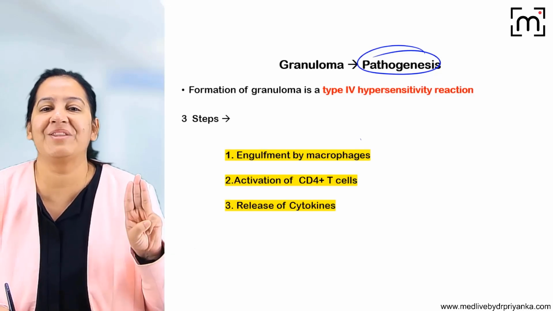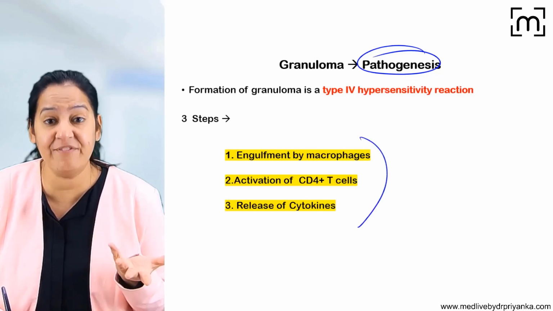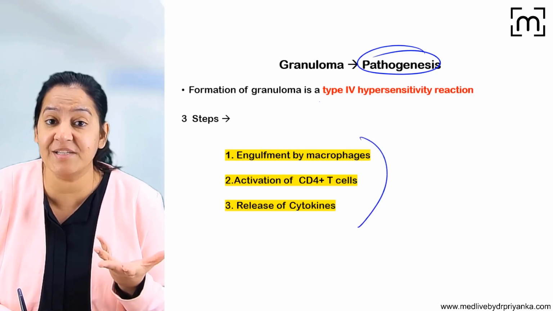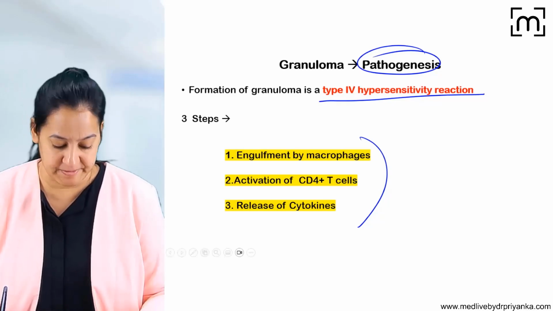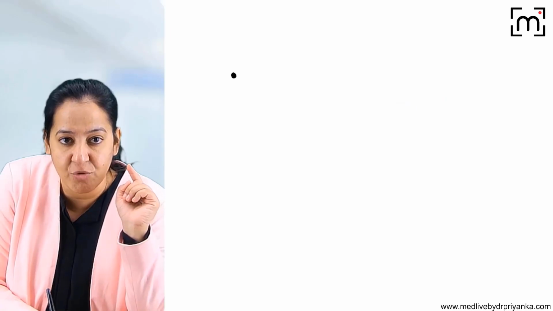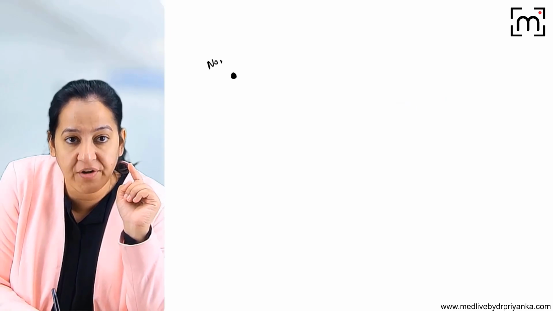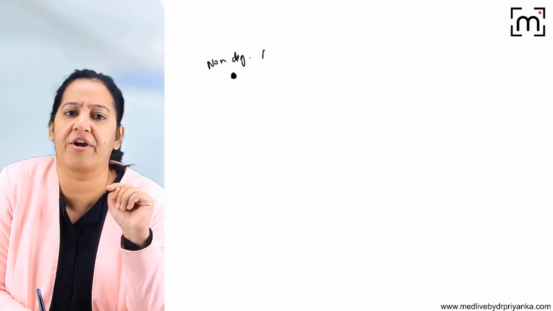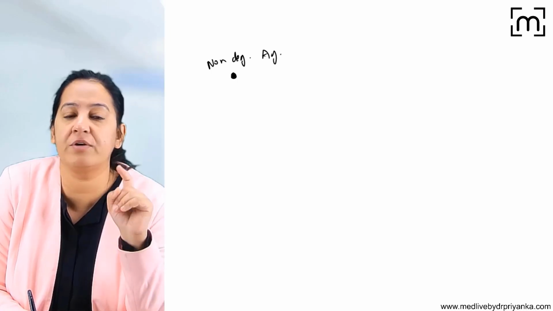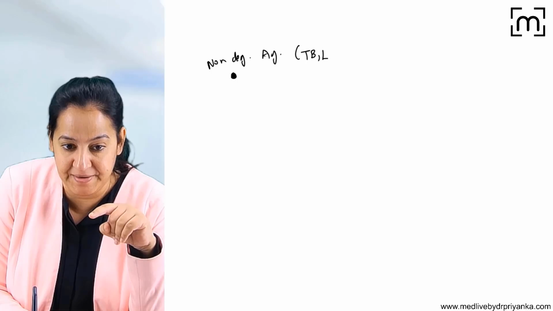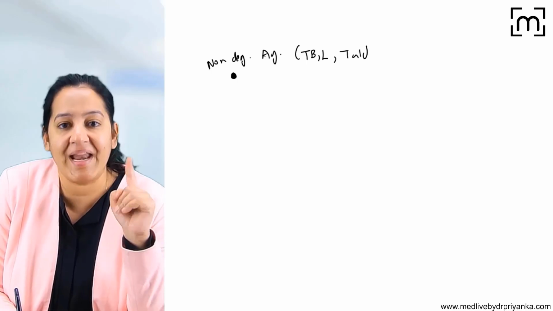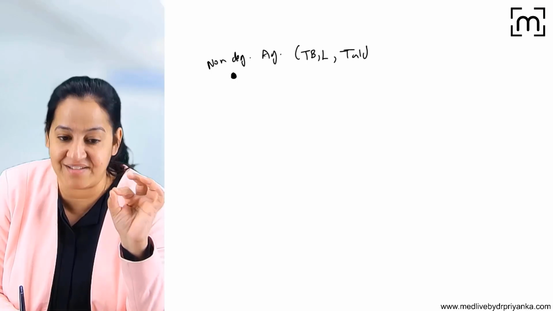In chronic inflammation, only 3 steps are there. The mechanism is type 4 hypersensitivity, and here only 3 steps are there. Let me tell you the 3 steps. As soon as any antigen enters the human body, this is a non-degradable antigen. For example, one of the non-degradable antigens is Mycobacterium tuberculosis, Mycobacterium leprae, talcum powder. So any non-degradable antigen enters the human body.